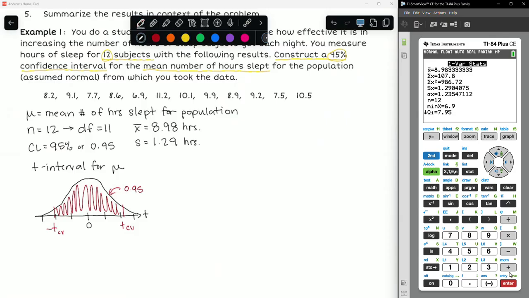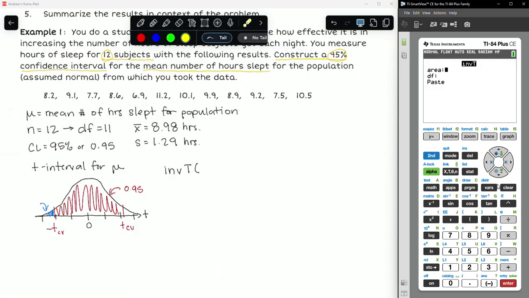On our calculator, we're going to go inverse t to find this. And since we haven't done this before, let's take a look at what that asks us for. So inverse t is asking us for an area and degrees of freedom. And you'll notice it doesn't give us that tail option. I have to give it the area to the left of the tail that I find. So what I need is this area here.